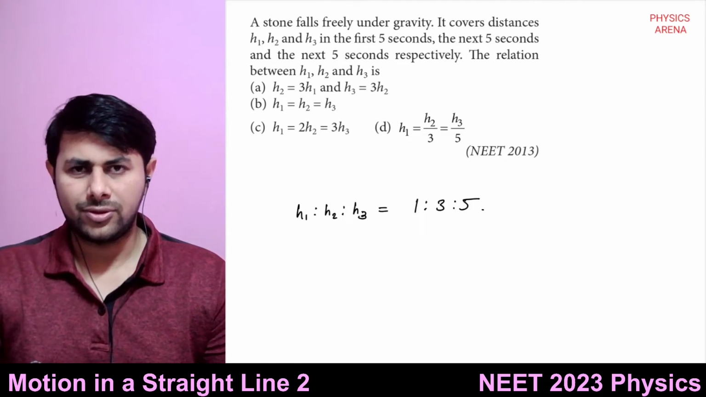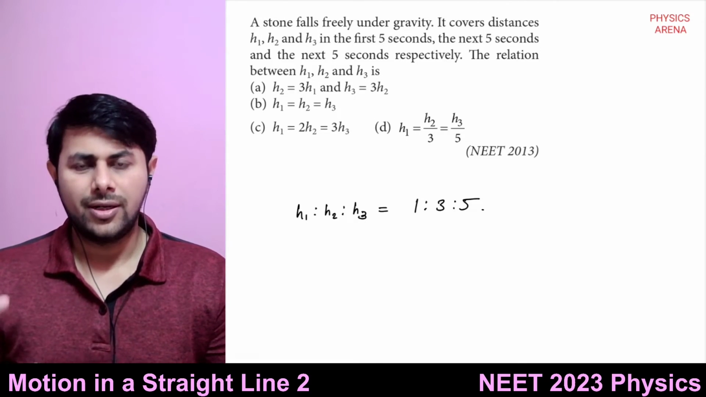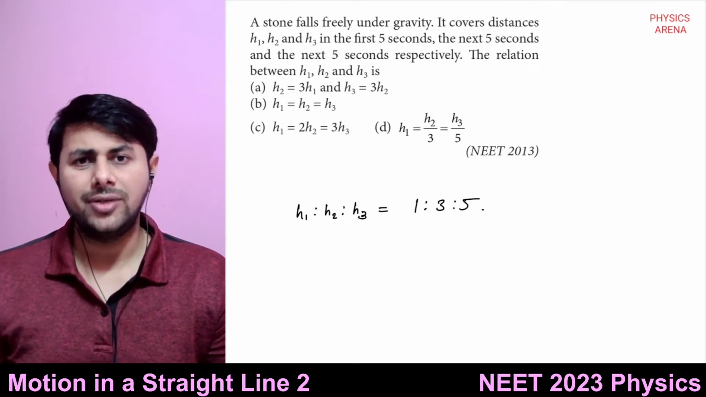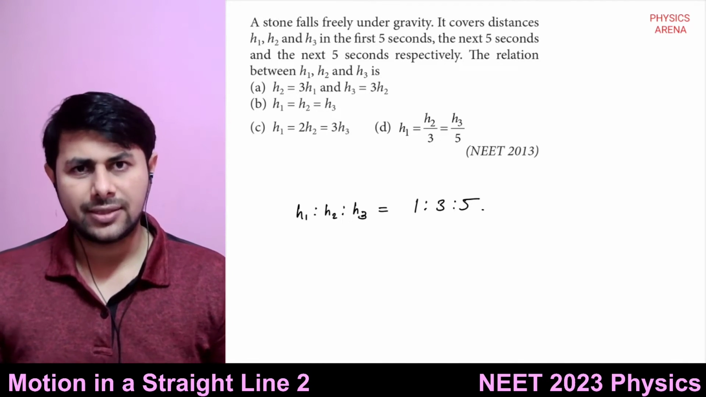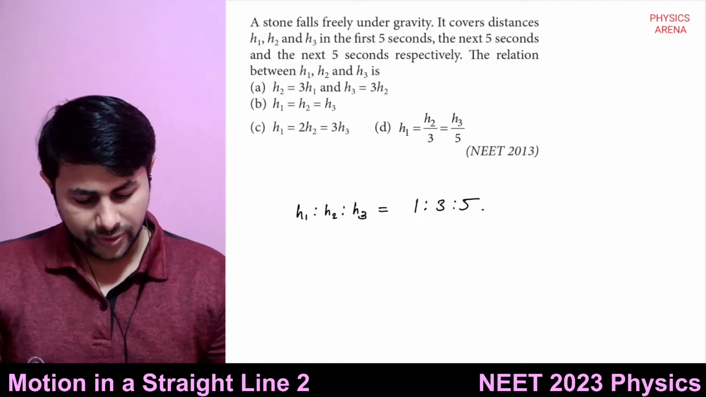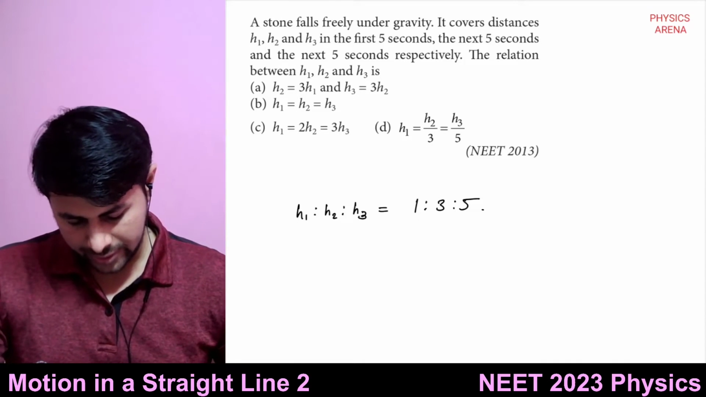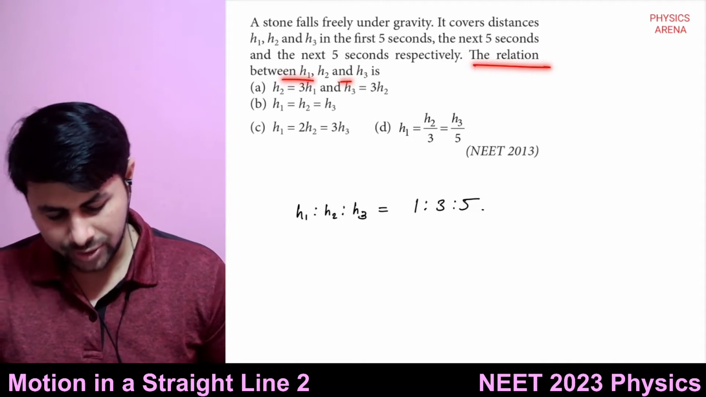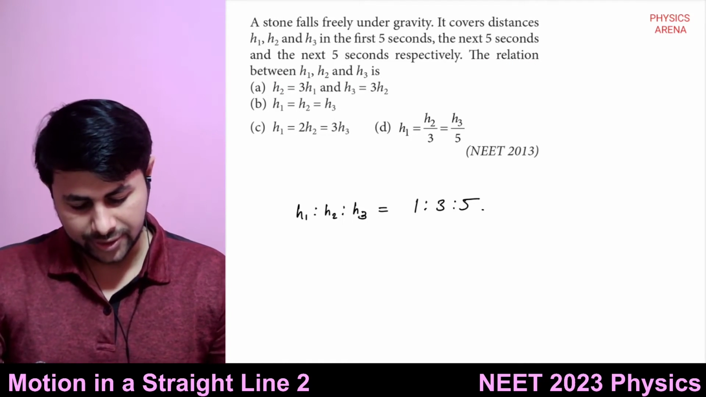Yes, sir. Using Galileo's law of odd numbers, distances covered by a body in equal intervals of time, which is performing uniformly accelerated motion, those distances are in the ratio of 1 is to 3 is to 5 is to 7 and so on. But now what are we asked? The relation between h1, h2, h3 is. What is the relation between h1, h2 and h3?